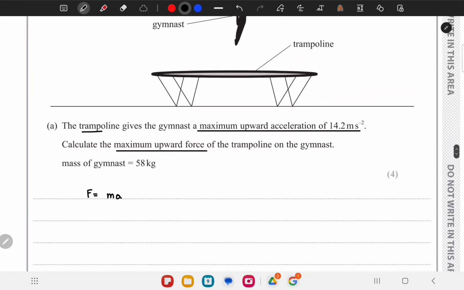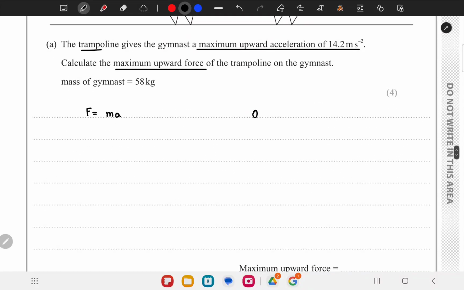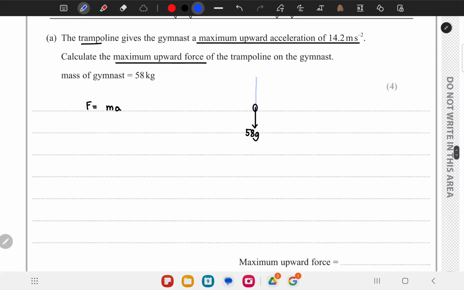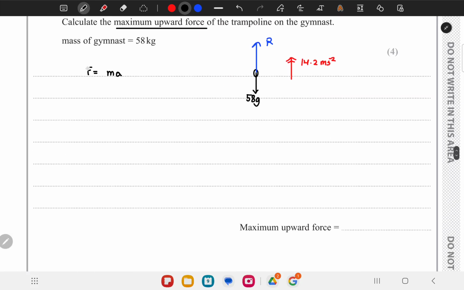Now we have to resolve the forces on the gymnast. On the gymnast we have a downward weight. So the gymnast's weight, which is 58 g. The upward force is the force from the trampoline, or the reaction force. And the upward acceleration is 14.2 meter per second square. So the unbalanced force in this case is R minus 58g. This is equal to 58 times the acceleration. So we have unbalanced upward force equal to mass into acceleration.